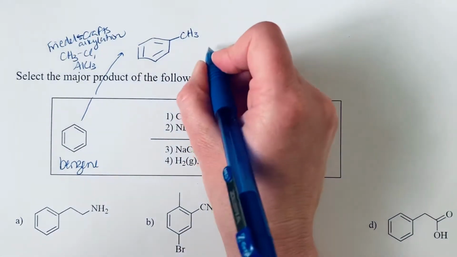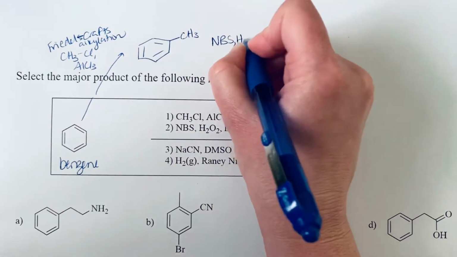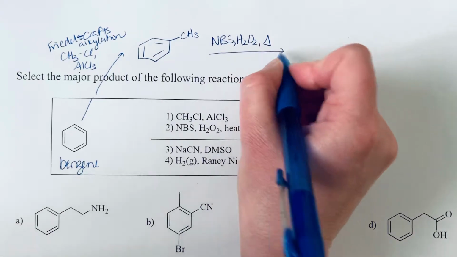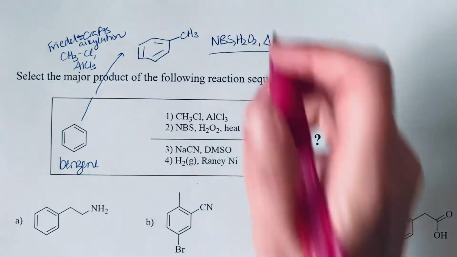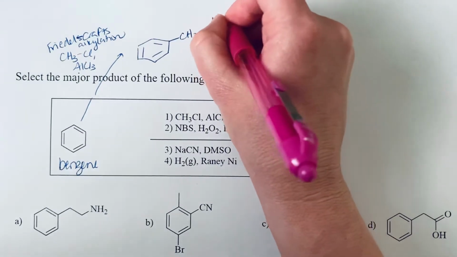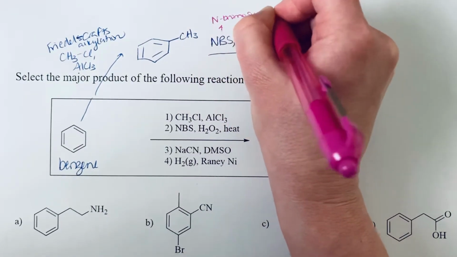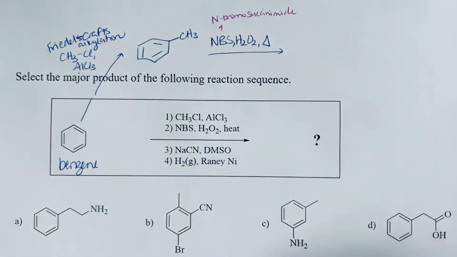And then we want to take a look at the next set of conditions. So we are reacting this with NBS, peroxide, and we're heating this up. So we need to remember what NBS is. So NBS is N-bromosuccinimide. Succinimide. And so we need to remember what these reaction conditions are.